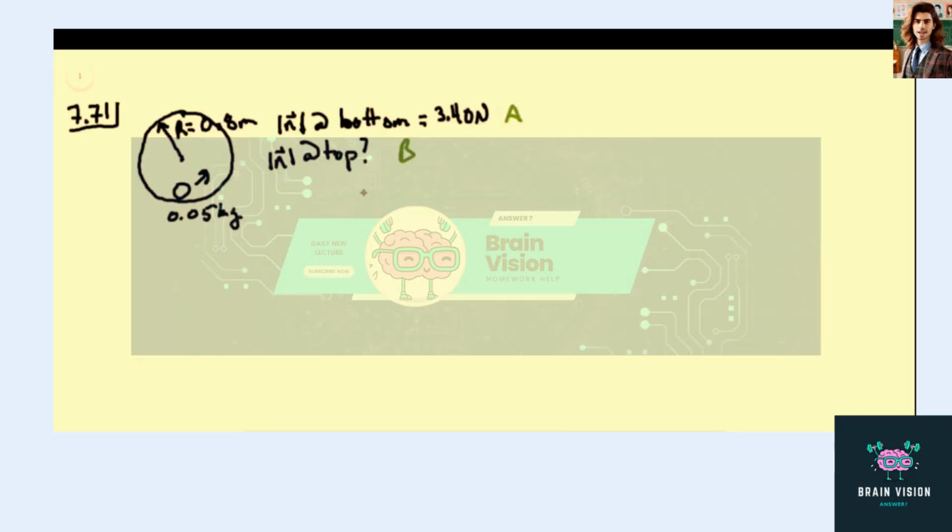So we're going to combine what we know about Newton's second law and circular motion with conservation of energy. So the sum of the forces is going to equal the centripetal force.